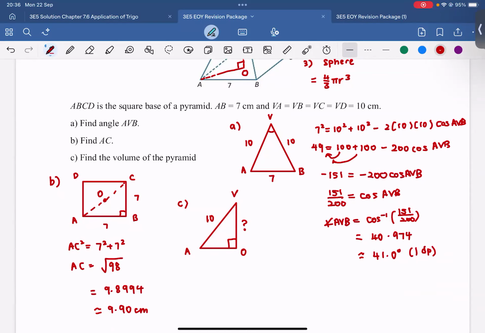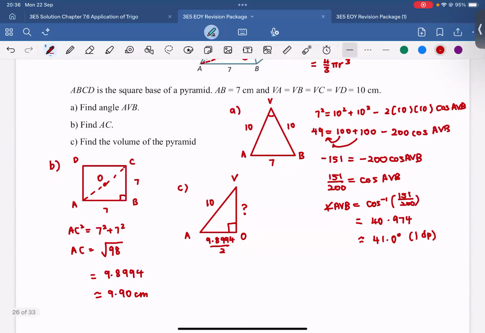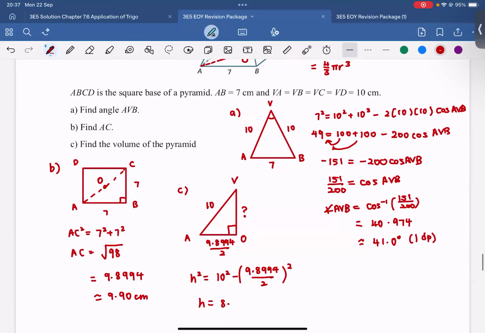Do not use 9.90 divided by 2, because you cannot use a 3 sig fig as you're working. This is actually 9.8994 divided by 2. So we have to find the height first. So using Pythagoras, you know height square is actually equals to 10 square minus 9.8994 divided by 2 whole thing square. Press your calculator. 100 minus 9.8994 divided by 2 whole thing square. Then square root. We will get 8.6891.